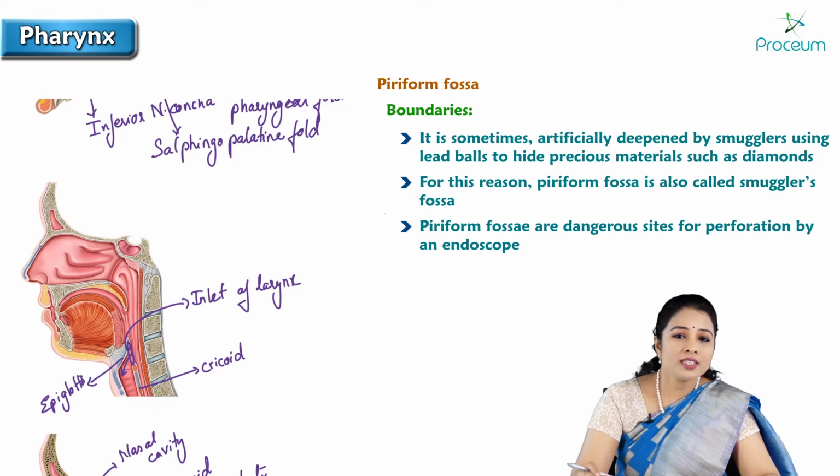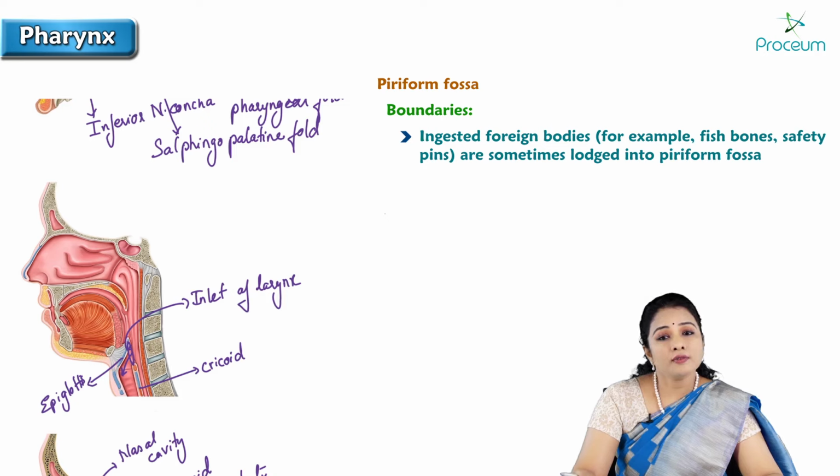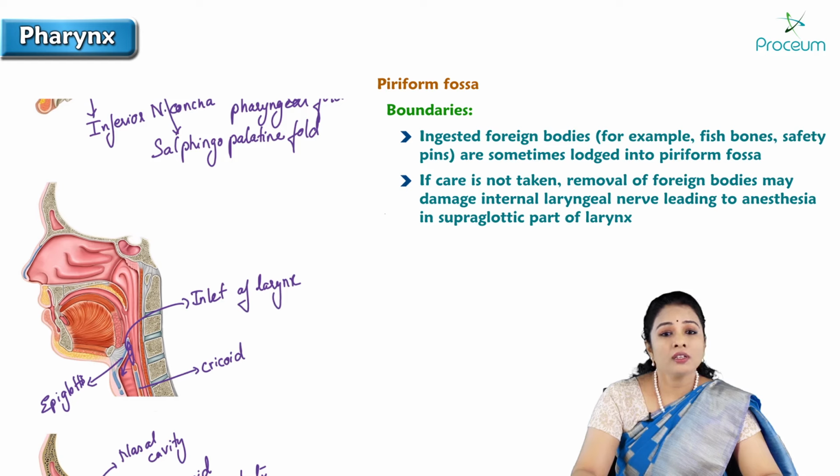The piriform fossa is a dangerous site for perforation by an endoscope because the floor of it contains the internal laryngeal nerve. Ingested foreign bodies, for example fish bones and safety pins, are sometimes lodged in the piriform fossa. If care is not taken, the removal of foreign bodies may damage the internal laryngeal nerve, leading to anesthesia in the supraglottic part of the larynx.